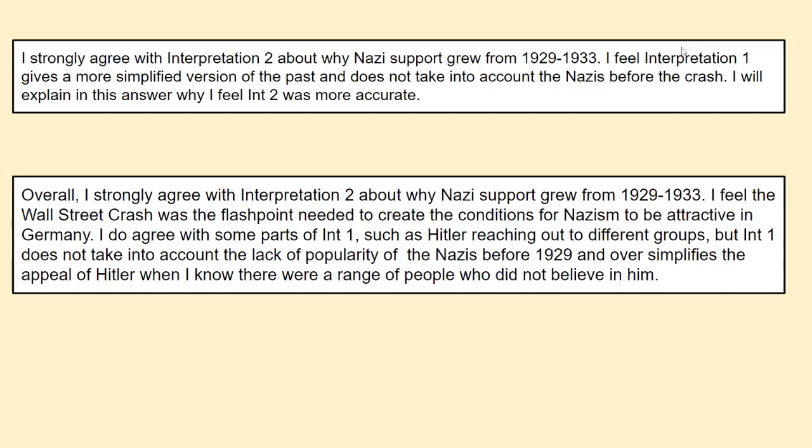So this is what I've written down. Overall, I strongly agree with interpretation 2 about why Nazi support grew from 1929 to 1933. I feel the Wall Street crash was the flashpoint needed to create the conditions for Nazism to be attractive in Germany. I do agree with some parts of interpretation 1, such as Hitler reaching out to different groups, but interpretation 1 does not take into account the lack of popularity of the Nazis before 1929, and oversimplifies the appeal of Hitler when I knew the range of people who did not believe in him.